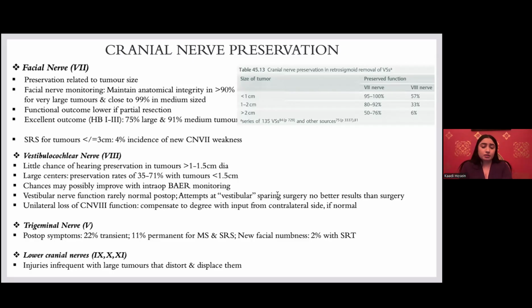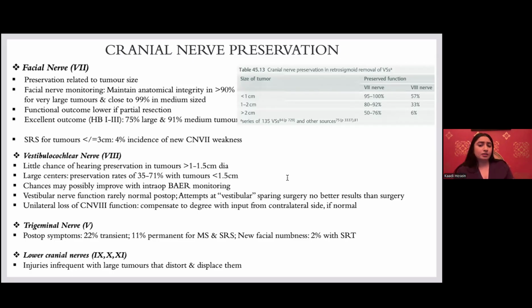Facial nerve preservation is related to the tumor size, of course, and with the use of modern facial nerve monitoring techniques, the anatomical integrity of the facial nerve can be achieved in more than 90% for even very large tumors, and in close to 99% in medium-sized tumors, as per the Sami et al. study in 2010. In cases where the nerve is so flattened that the tumor has to be left over the nerve to preserve its anatomical integrity, functional outcome of the facial nerve is nevertheless lower, especially with the larger tumors. Excellent outcome was only achieved in 75% of patients with large tumors and 91% of patients with medium-sized tumors.